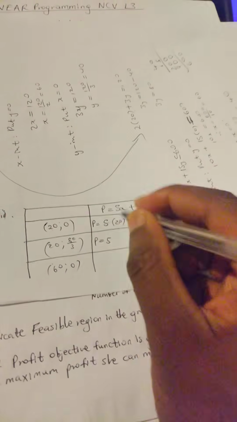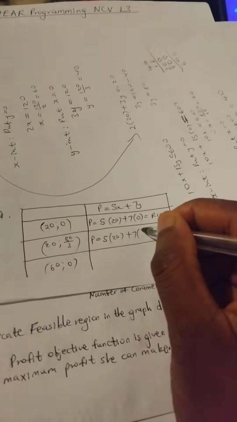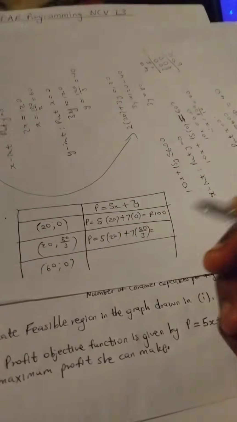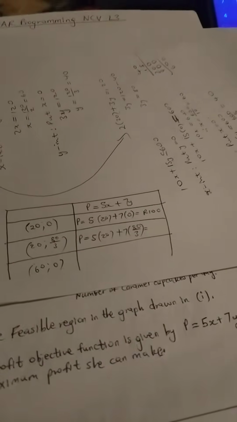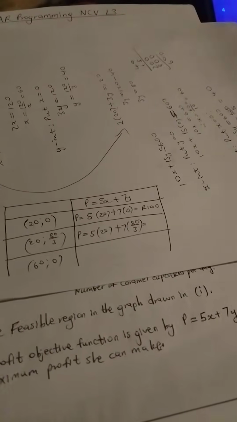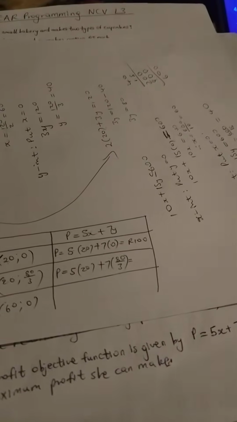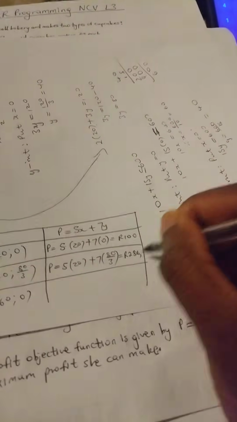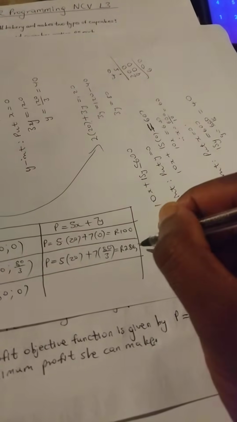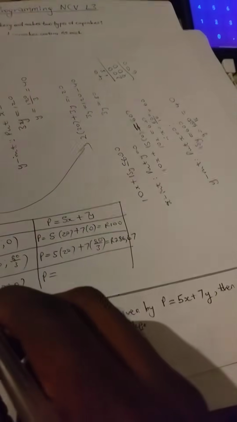P is 5. Again, you use the same function. 5 times what is x? 20. Plus 7 times what is y? 80 over 3. Now, what is it? I'm going to do this on the calculator. So it's 5 times 20. Already I know that it's 100. So plus 7 times 80 over 3. It gives me something like 286. Remember, in money I'm just going to use 2 decimal places, 67. So it's 286,67.